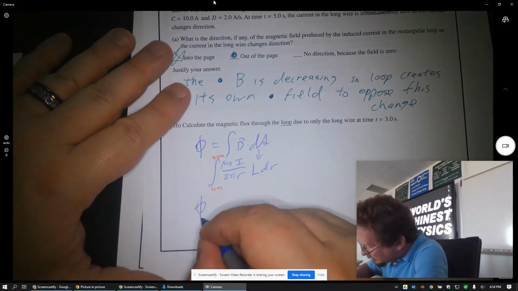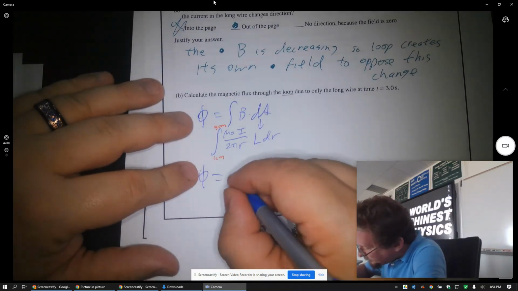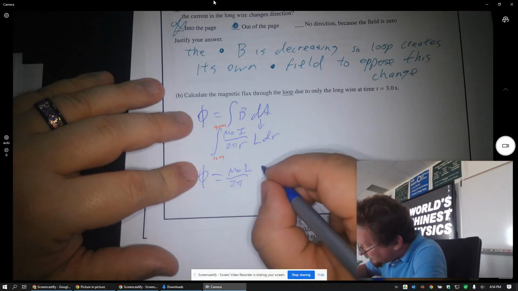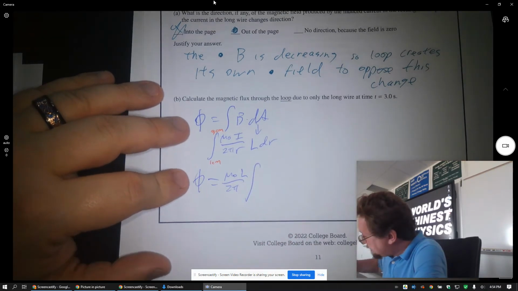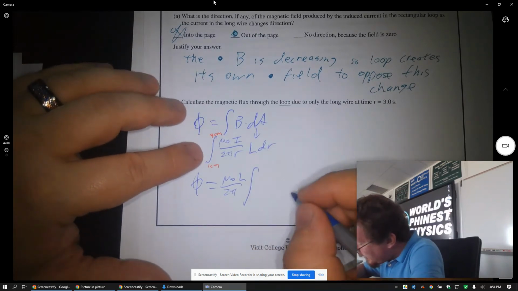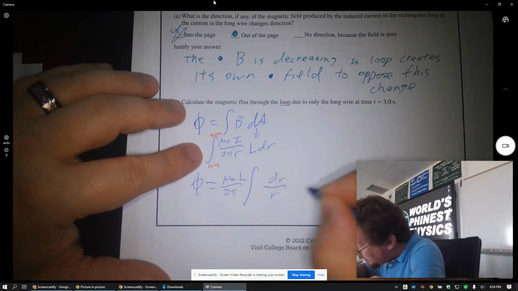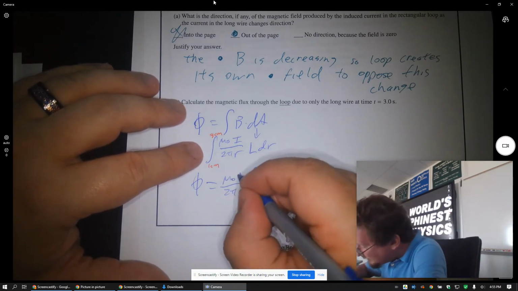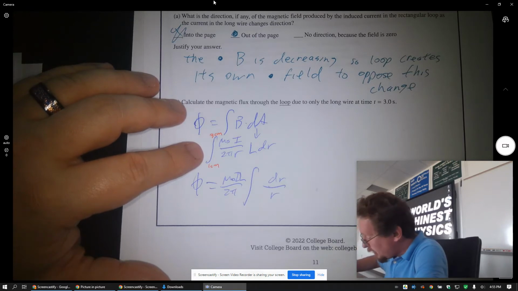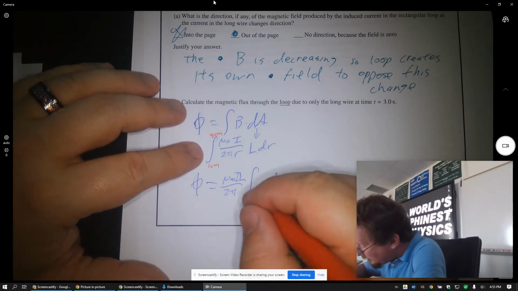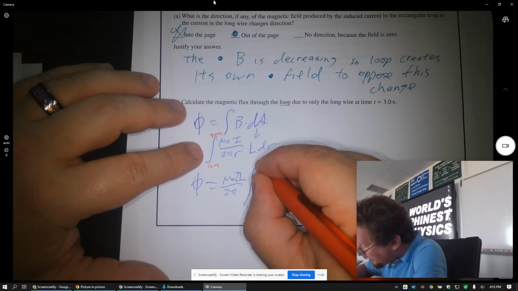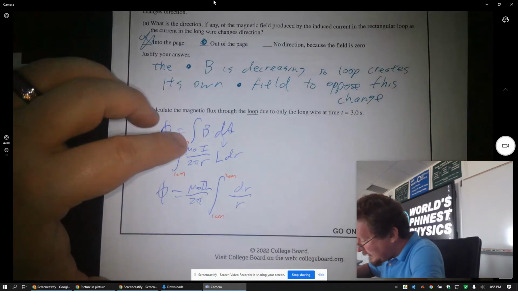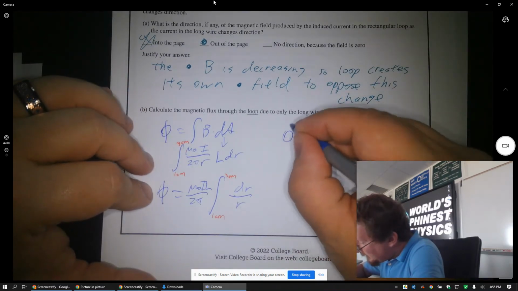So now I have to pull out, oh, shoot. Mu naught comes out. 2 pi comes out. L comes out. This is dr over r. I still have these limits. Oh, no, there's the I. The I comes out because it's constant in r. I'm not integrating with respect to time, so I can worry about the I later. Okay, there's 3 centimeters. So this is going to become natural log of 3. Please don't make me explain that to you.